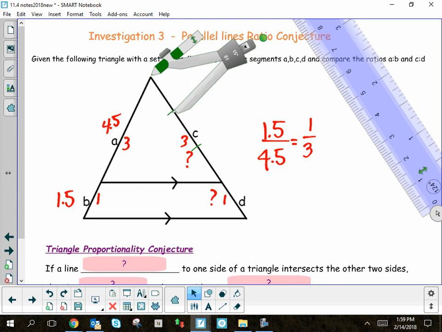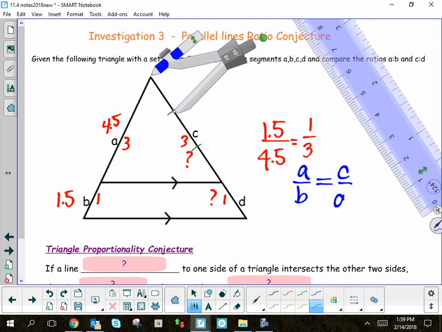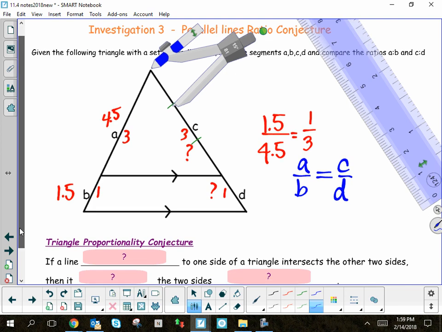Whatever those measures are, it's going to come out as a ratio of 1 to 3. So A is to B is equal to C is to D. And in this case, we had proof here. Hopefully it worked out, and it was 1 to 3.